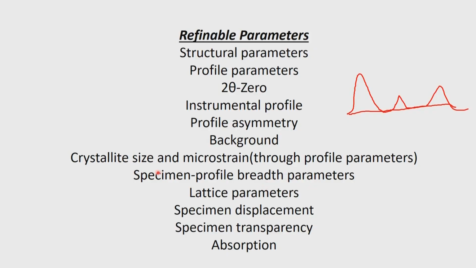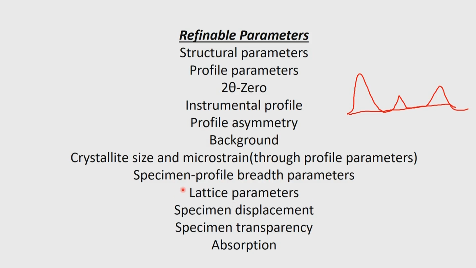So, if you have the sieve experiment which we discussed yesterday, then it is possible to look at the sieve experiment and get uniform sized particles, and then it will not have this difficulty of specimen profile breadth parameters. But if that does exist, we can refine them. And of course, the most important thing is the lattice parameter.